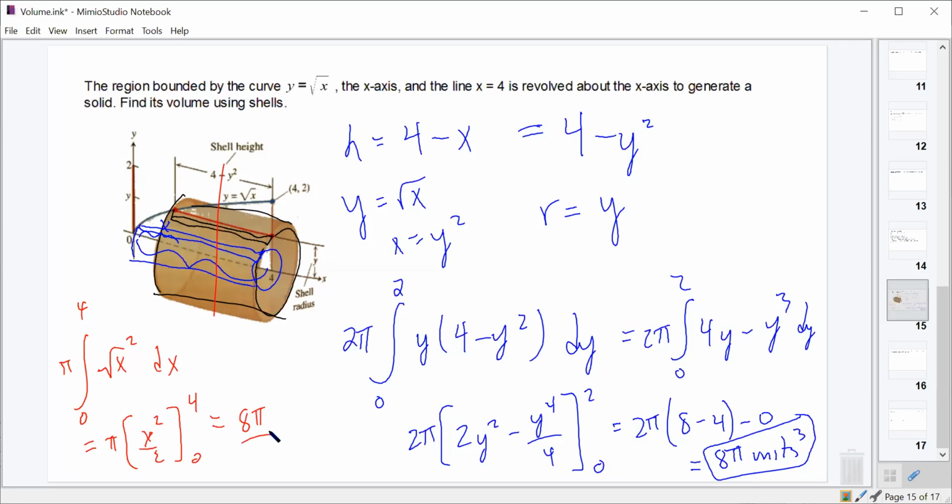So we can do it either way. In this case, the shell method was a lot more complicated, but for many problems, it'll be a lot easier. And for some problems, not on the AP test, it's the only method you'll be able to use.